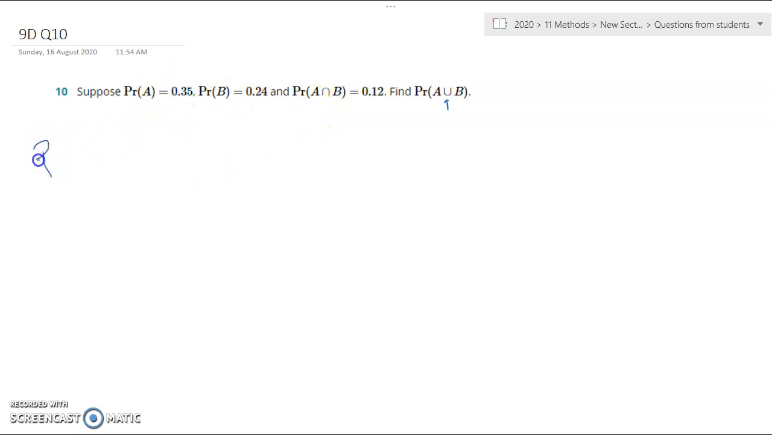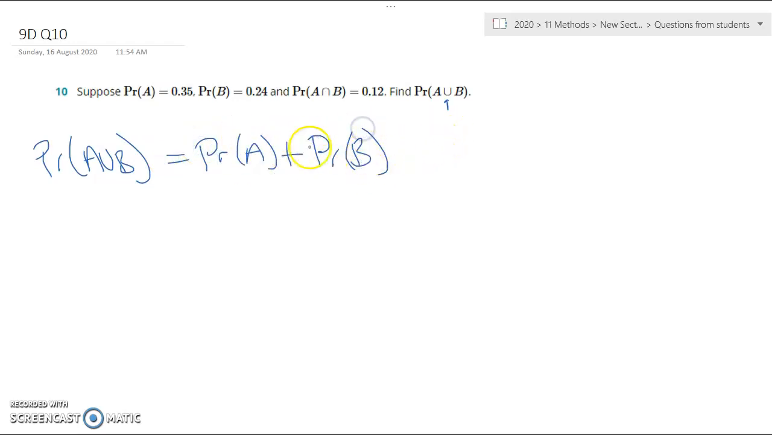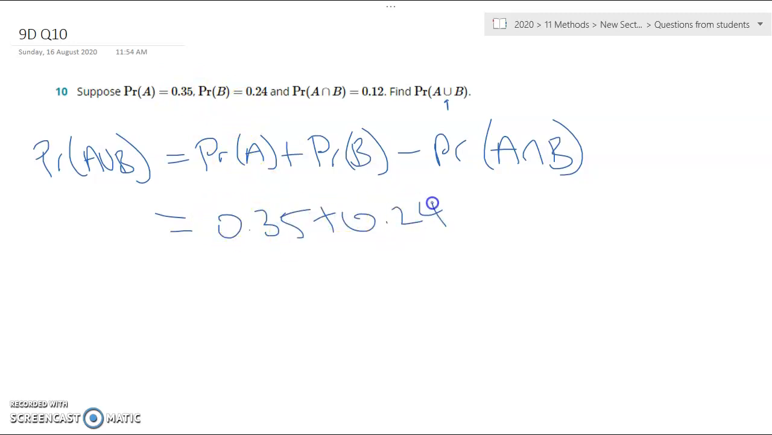So the probability of the union of these two is equal to the probabilities added together. So probability of A plus probability of B minus the probability of the intersection. All right, so this is just subbing in values when you know this formula. So this is going to be 0.35 plus 0.24 minus 0.12.